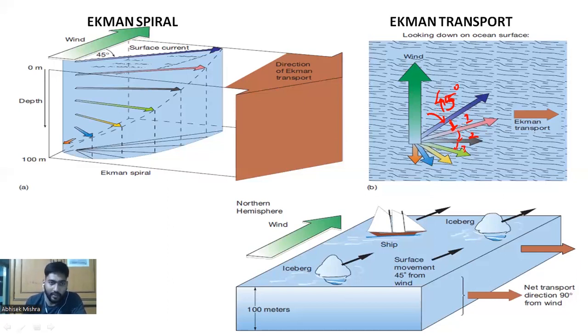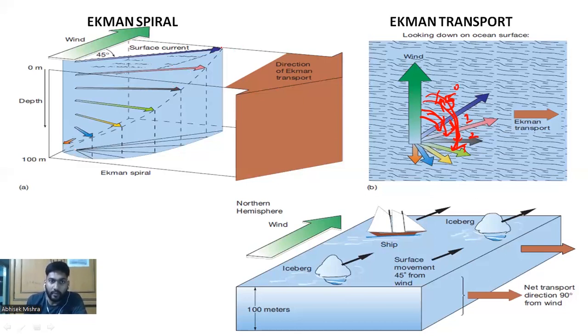And the angle, or the deflection with respect to the wind, is gradually increasing, as well as the energy is decreasing. The energy which is transferred from each layer to the lower layer is also decreasing. So the resultant motion, you can see the length of the arrow is showing the energy. The arrow which is shown here is showing the energy, so it is gradually decreasing.